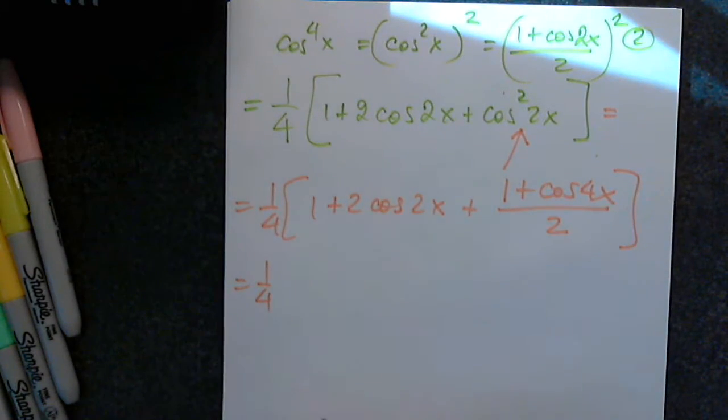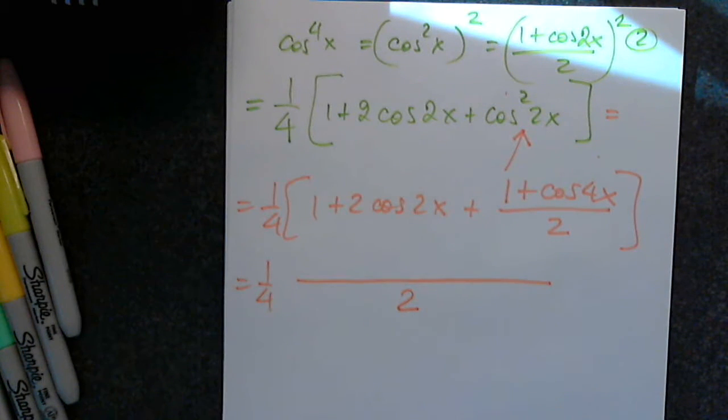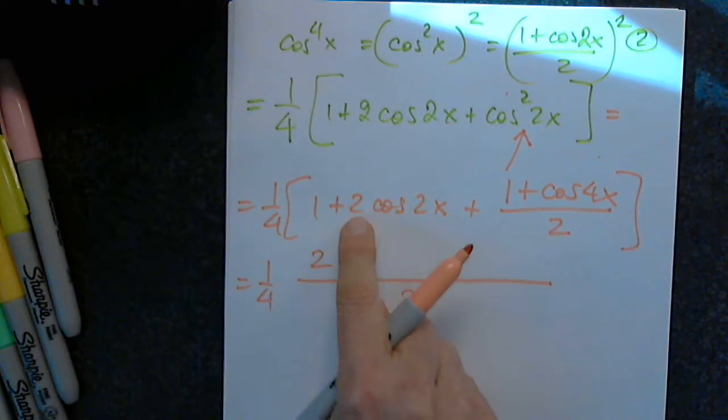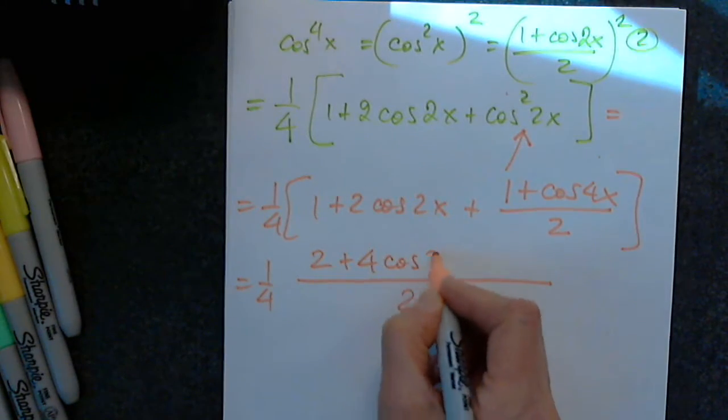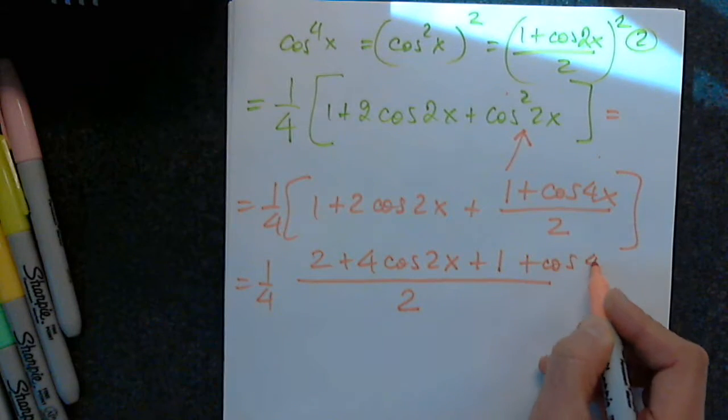I will still keep 1/4 outside. I will find the least common denominator inside and make the necessary changes. This one changes into a 2. This one changes into 4 cosine 2x, and then I copy the rest. Plus 1 plus cosine 4x.